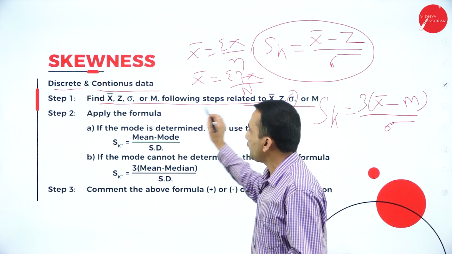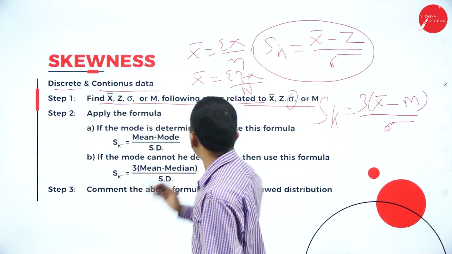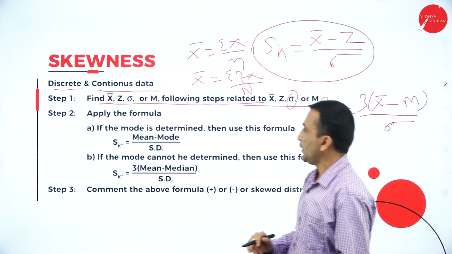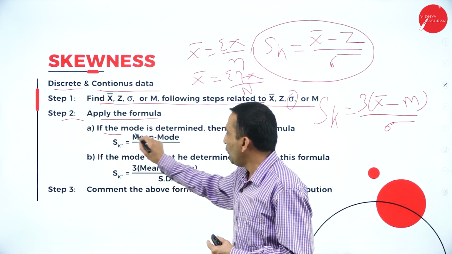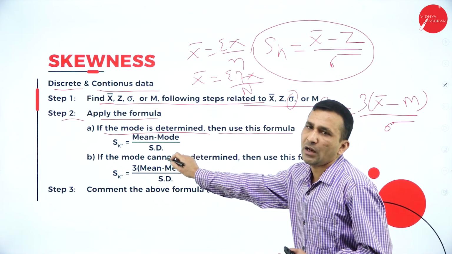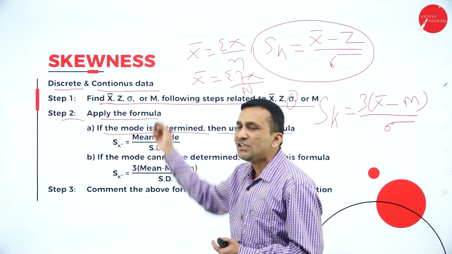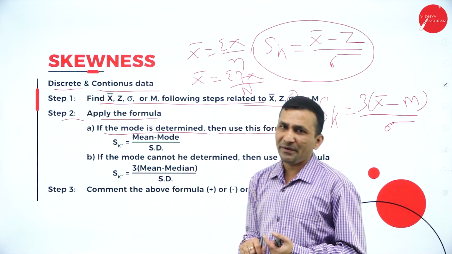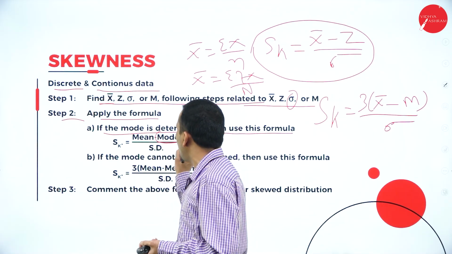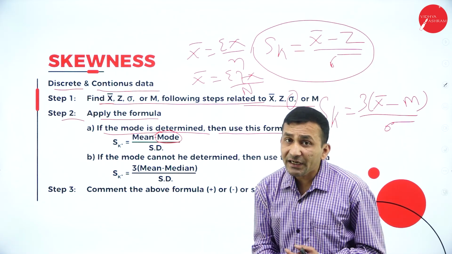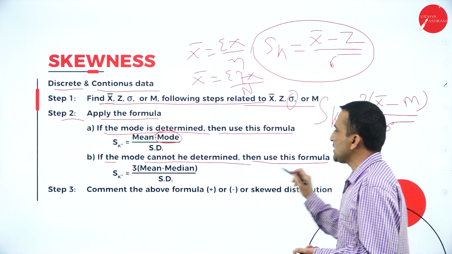So according to the data set they are providing, you need to identify properly which formula is applicable out of the two formulas. Now, second, apply the formula. If the mode is determined, then use this formula. If you are able to identify the mode in the set of data, you are of course able to identify the mean and even the standard deviation. In the discrete ungrouped data, only the mode needs to be identified. If the mode cannot be determined, then use the other formula.